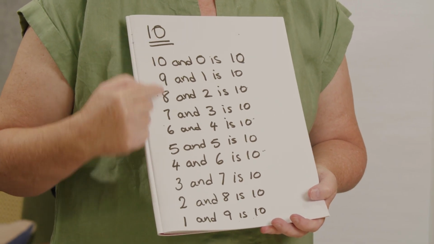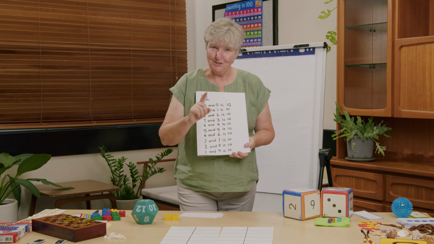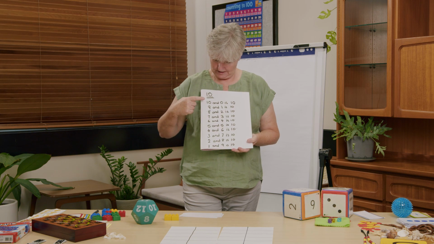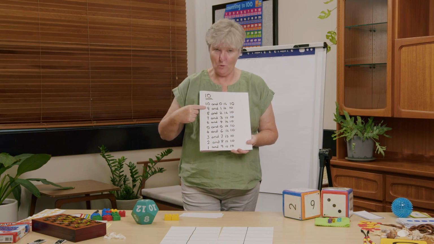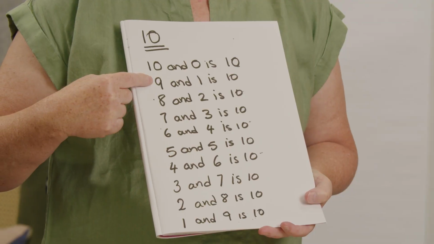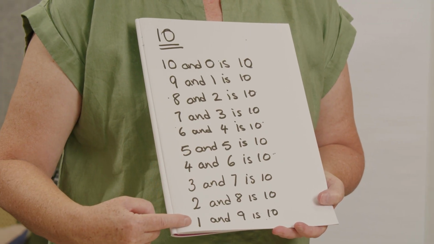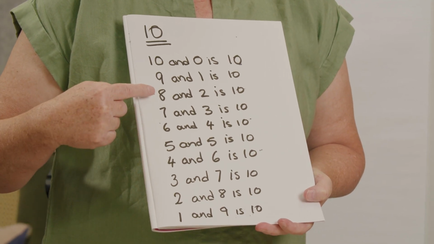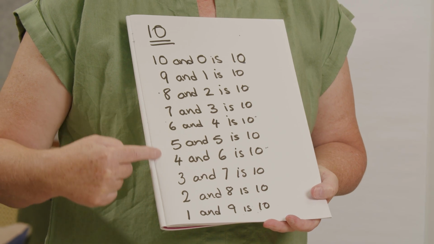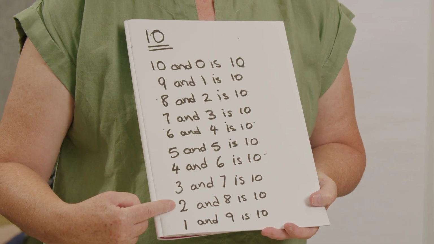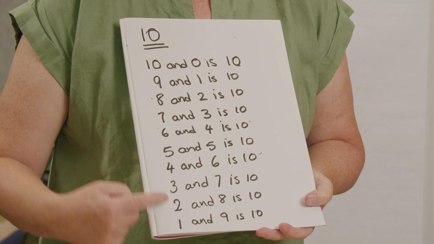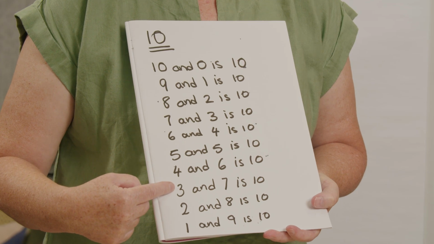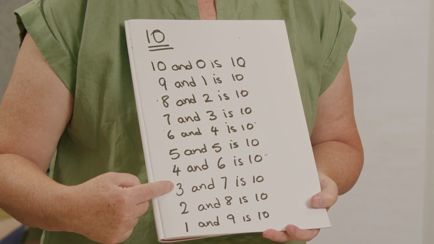Did you write out your number facts like that? Did you notice anything very interesting? Did you notice that when you go 9 and 1 is 10, it's the backwards way of 1 and 9 is 10. Did you notice that? How about 8 and 2 is 10? Down here we've got 2 and 8 is 10. That's interesting, isn't it? How about this? 7 and 3 is 10. Down here, 3 and 7 is 10.